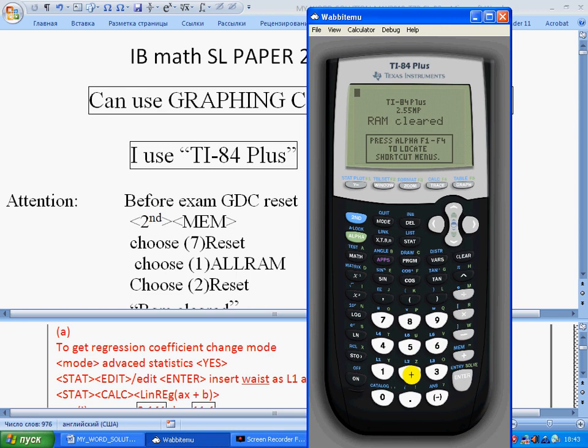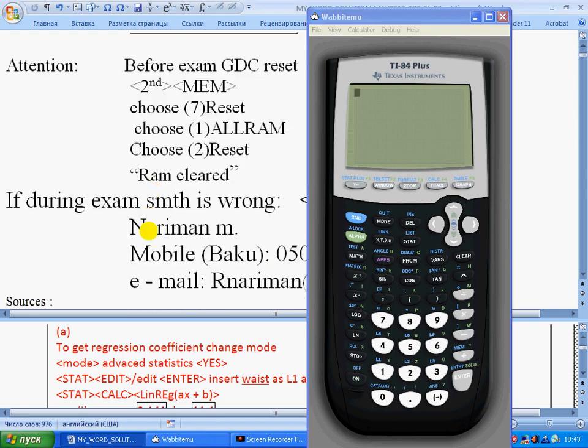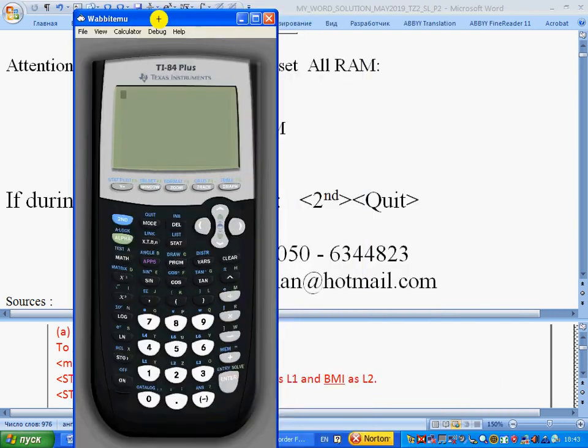You see TI-84+, 255 operating system, RAM cleared. We'll press clear, so our calculator is ready for the exam. If something is going wrong during the exam, you just press second, quit, and everything will be cleared.